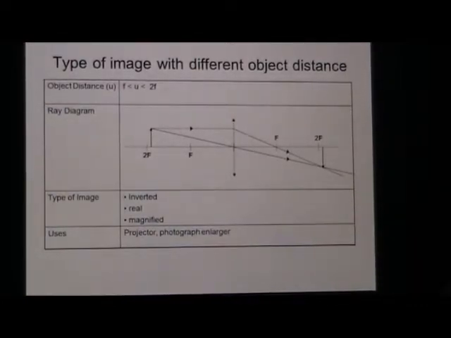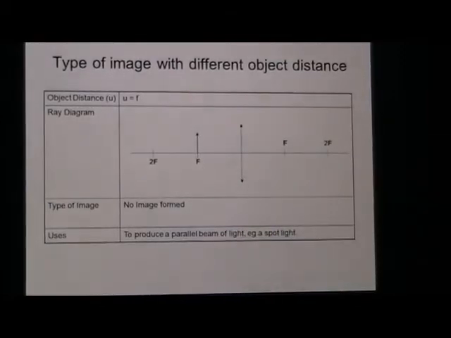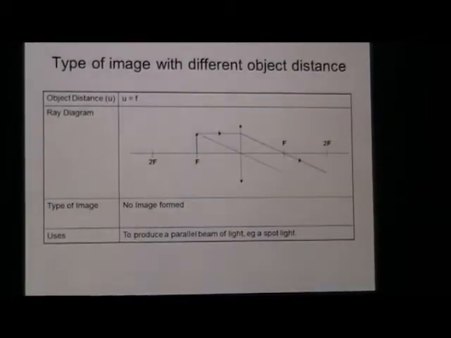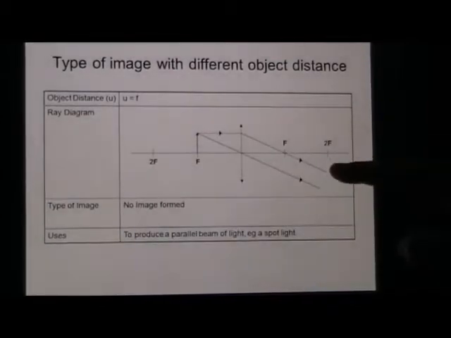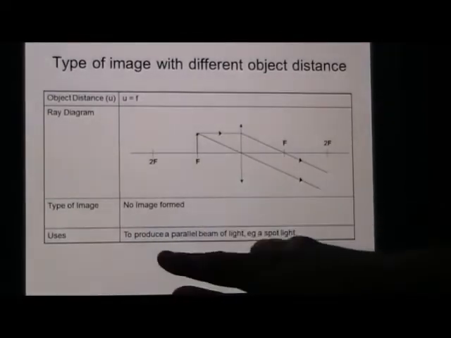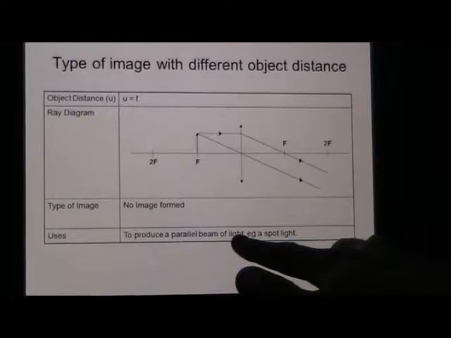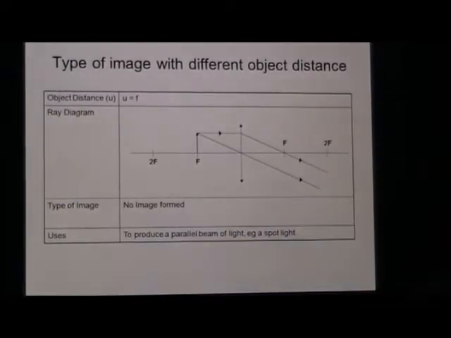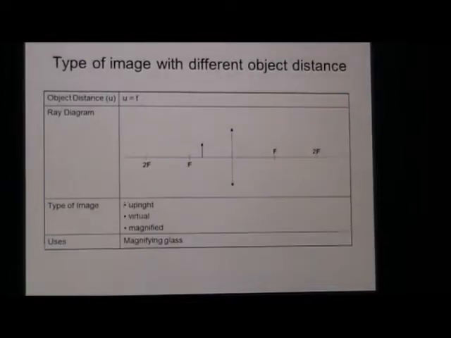If we move the object even nearer, at f, we draw the three rays. We find that we will get two parallel rays. Since the two rays do not intersect, no image is formed. Or in some textbooks, they say that the image is formed at infinity distance away. And the use of this is to produce a parallel beam of light. An example is a spotlight, because the ray is able to go straight for a very long distance.